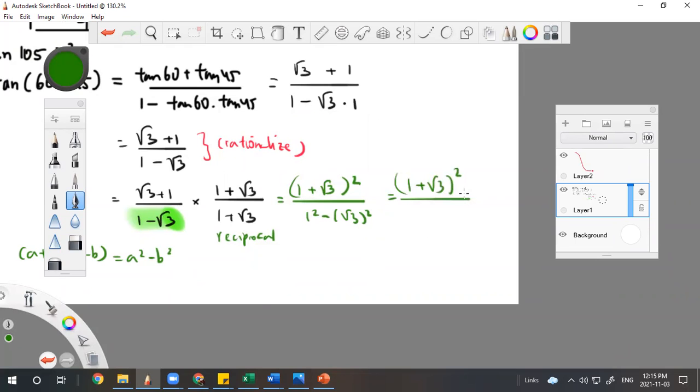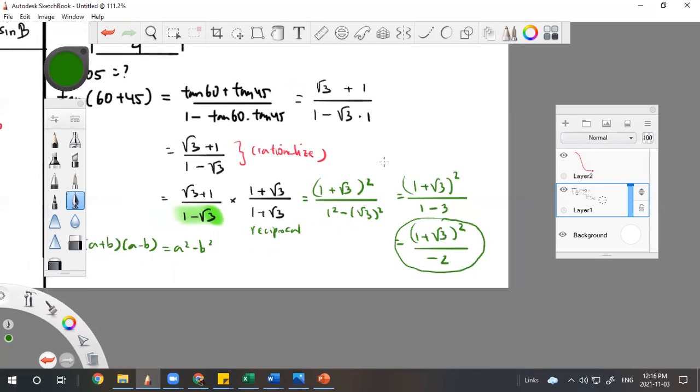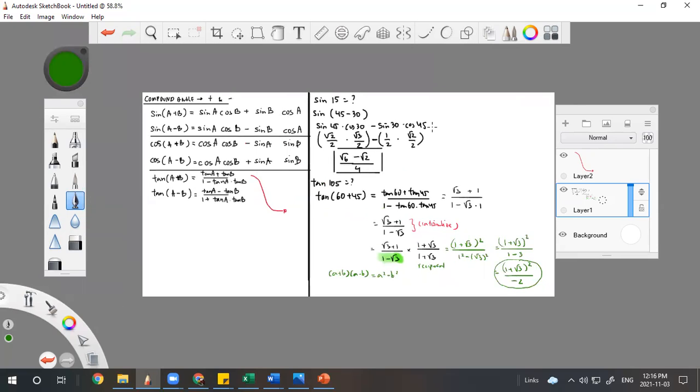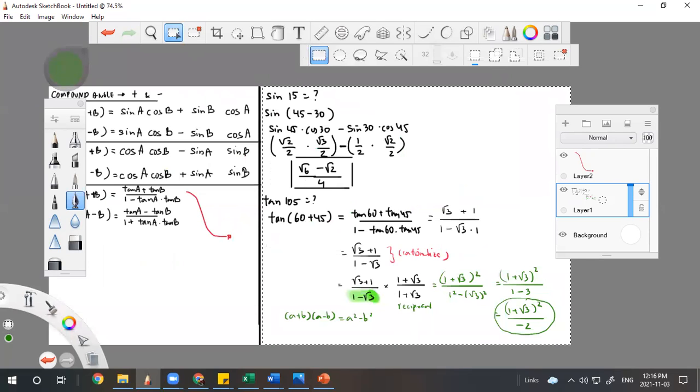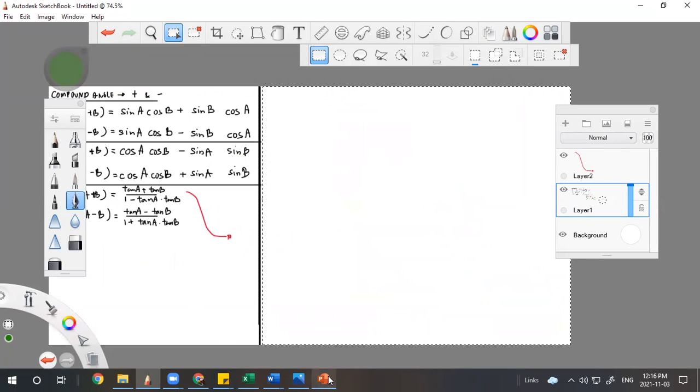Do you need to expand this? In my opinion, I don't think so. You don't have to. Why? Wasting time. And that's not our topic for this trigonometric formula. 1 subtract 3, right? So 1 plus square root 3 square over minus 2. That's the satisfying answer already. You don't have to expand on top, expand the numerator part. Okay, so this is for the example of the application of the compound angle, right?